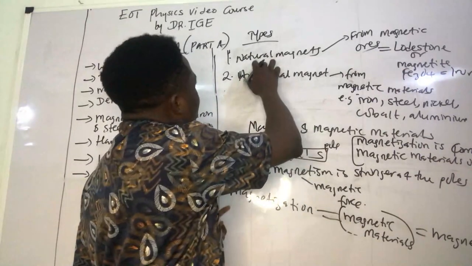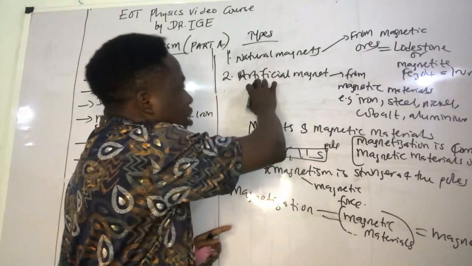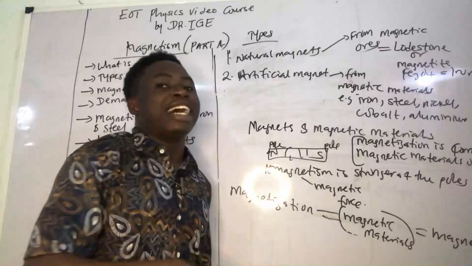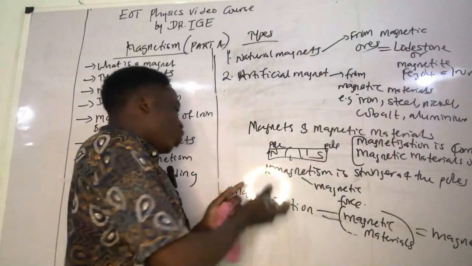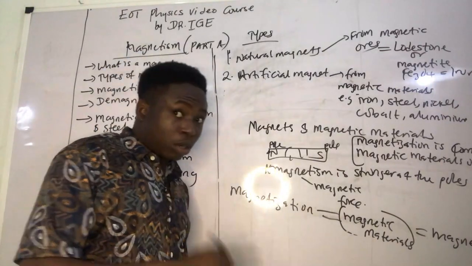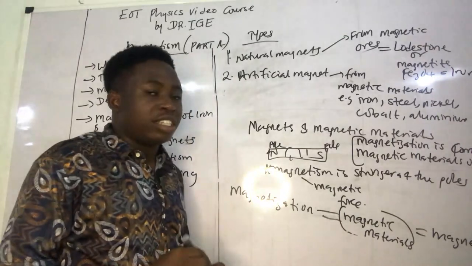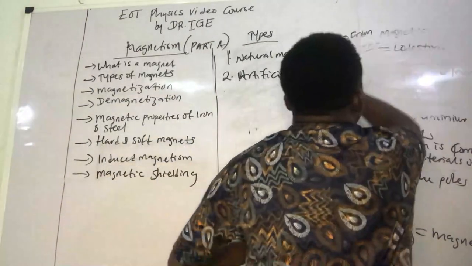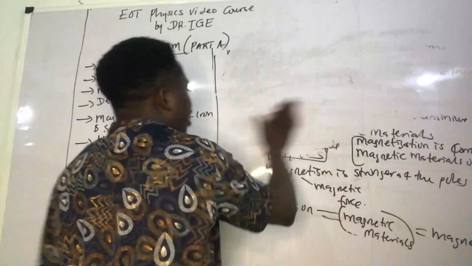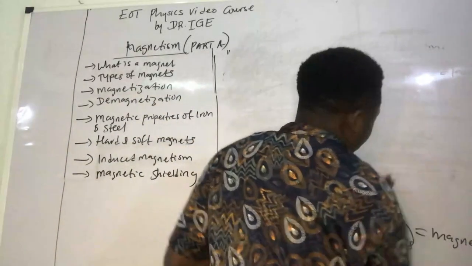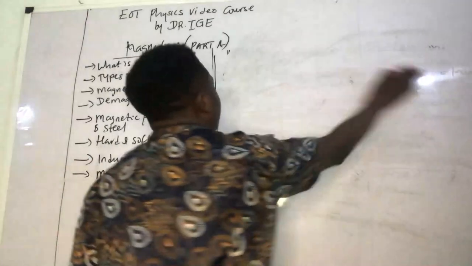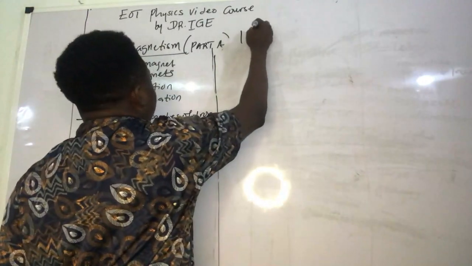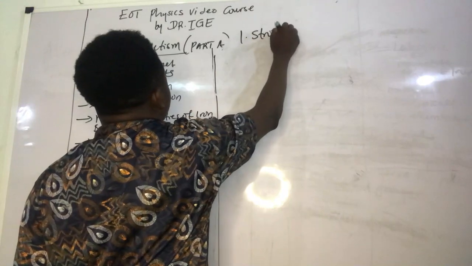So it means we have artificial magnets and natural magnets. Natural magnets cannot be magnetized. They always come magnetized. That's why they are natural. Do you understand? So magnetization is for magnetic materials only. Please put that in your head. There are different ways you can carry out magnetization. There are actually three major ways. The first way I want to talk about is by stroking.